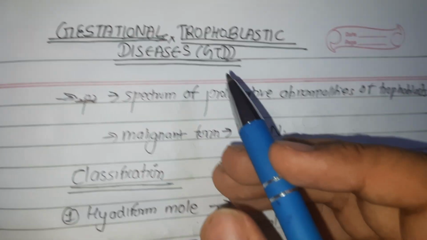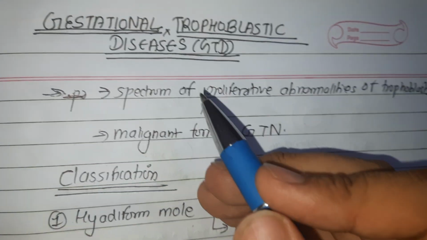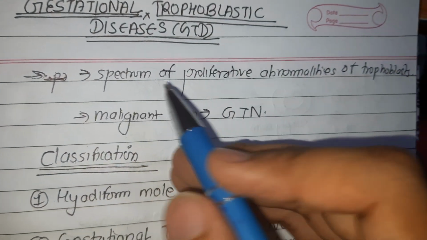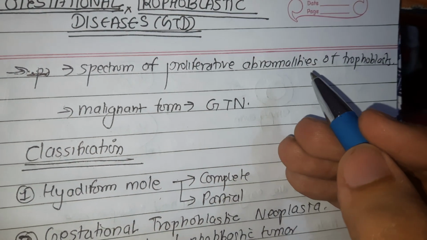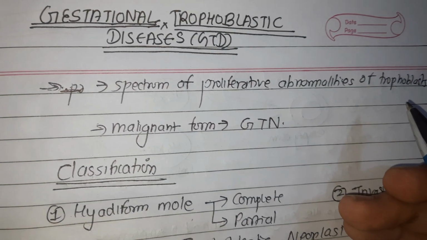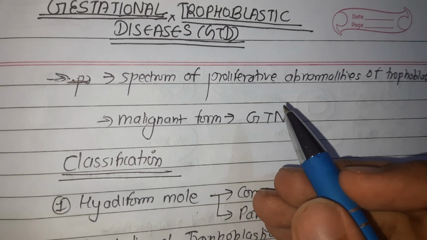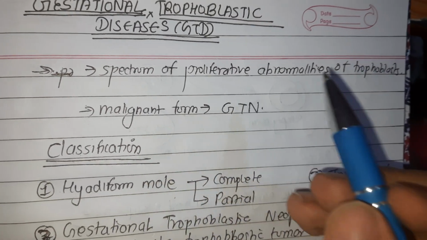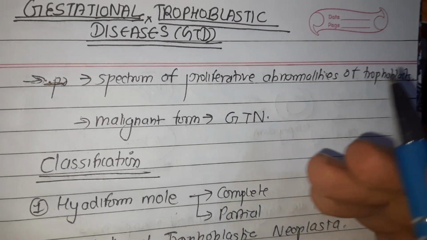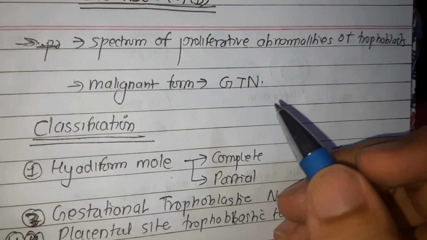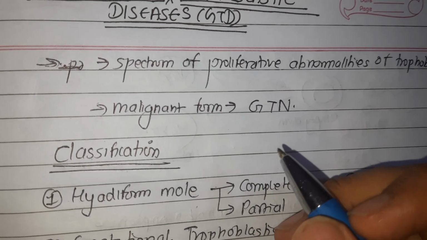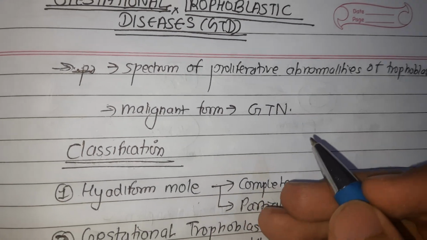So what is GTD? Gestational trophoblastic disease encompasses a spectrum of proliferative abnormalities of trophoblast that is associated with pregnancy. It is a spectrum of proliferative abnormalities of trophoblast that is associated with pregnancy. The malignant form of gestational trophoblastic disease is referred to as gestational trophoblastic neoplasia.